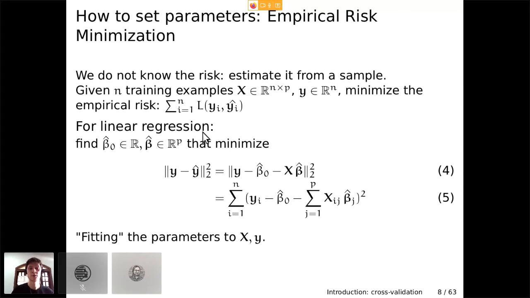So in the example of linear regression, where we want to minimize the squared error, we are trying to minimize the sum of squared errors, so the sum of the squares of the differences between the ground truth and our prediction, which is here, on all of these samples. And when we have found the parameters that minimize this empirical risk, we have fitted our model to our training data.